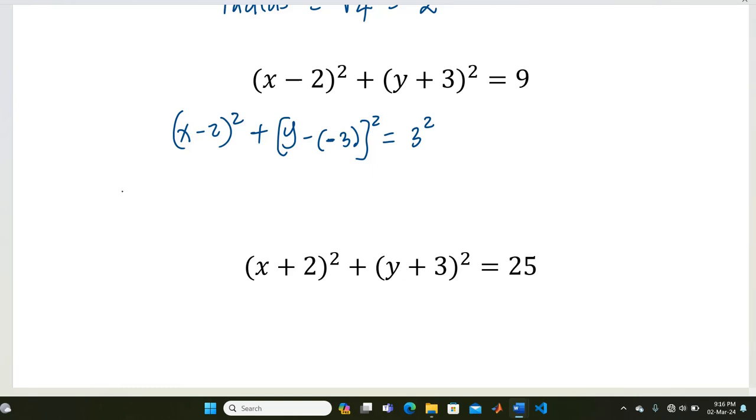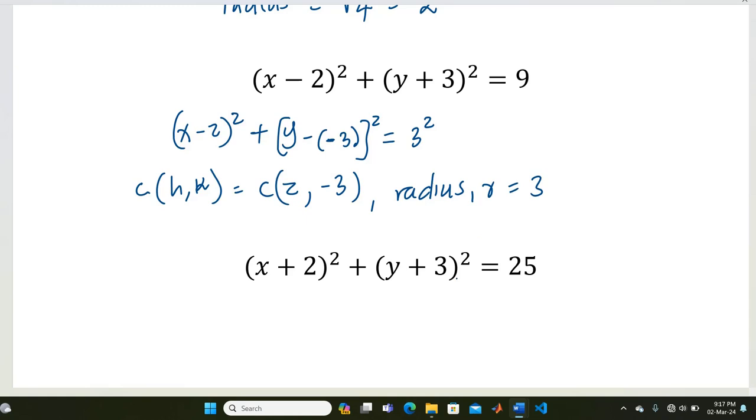It tells me that if I compare it with the general form, I will have my center C of (h, k). H here is 2, whereas my k on this other side is negative 3. Then what about the radius? The radius is obviously the square root of 9, which is 3. So radius r is equal to 3.